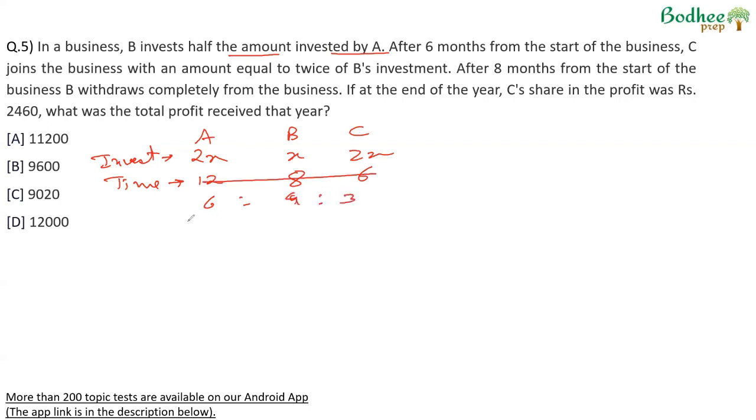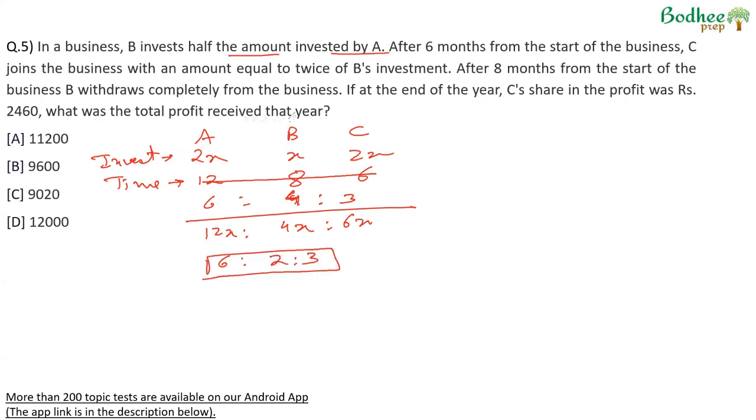And therefore, the ratio in which money will be divided will be 6 2s are 12, 12x is to 4x is to 6x. 3 2s are 6, which becomes a ratio of 6 is to 2 is to 3. This is the ratio in which money will be divided.